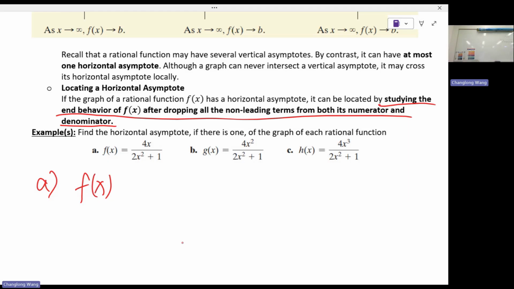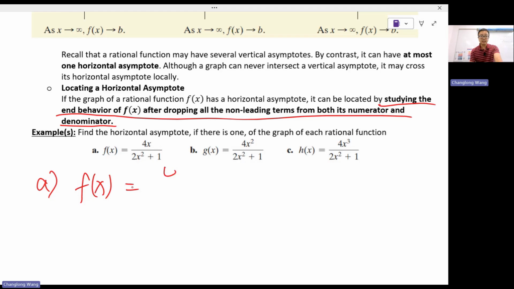What do I mean by the non-leading terms? Or what's supposed to be the leading term? 1 or x squared or 2x squared? 2x squared, right? Not just the 2, it has to be a term. And the reason why it's leading is because it has the x to the highest power, right? So drop the terms that are not leading, and please be aggressive. So we'll keep the 4x.